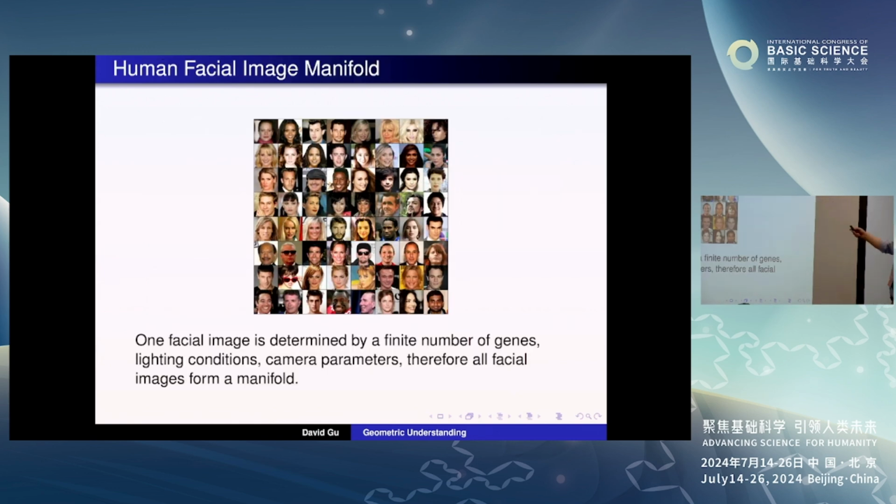If we try to generate human facial images, it's the same thing. Each facial image is treated as one data point. Then the training data set is treated as a low-dimensional manifold. And different genders and different biological features can be treated as different distribution densities.